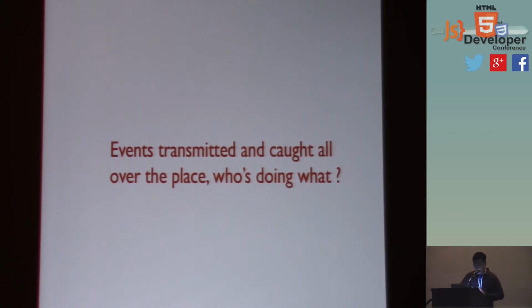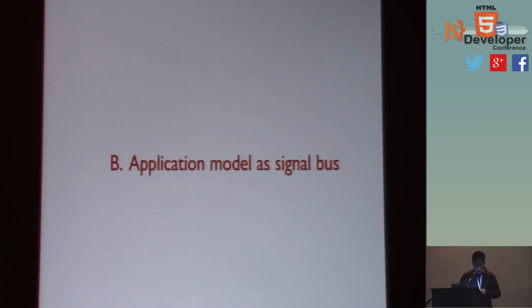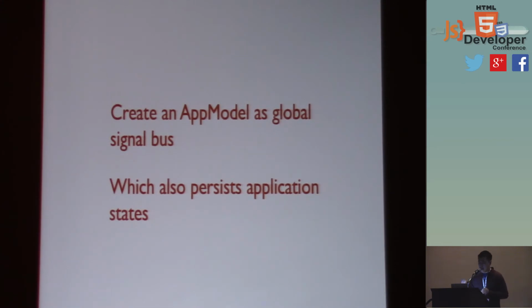All right, so basically, in my experience, I know global signal bus is not quite such a good idea, and I know this might be debatable, okay? So our solution, for now, we think we are actually using an application model as a signal bus. Signal is just a fancy word for events. So you could just think application model is an event bus. What we are doing here, we create an app model as a global signal bus. And it also persists the application states.